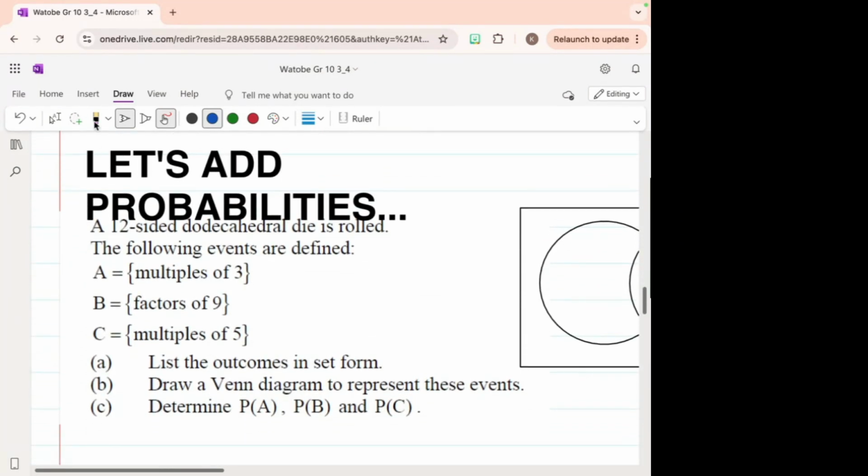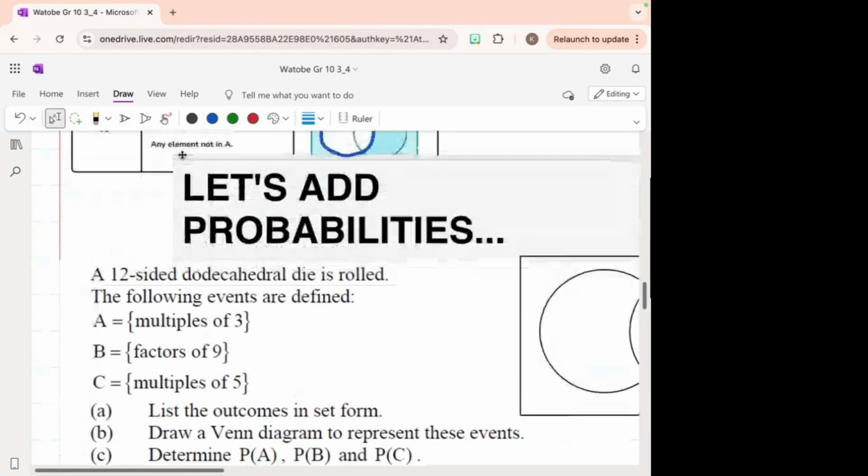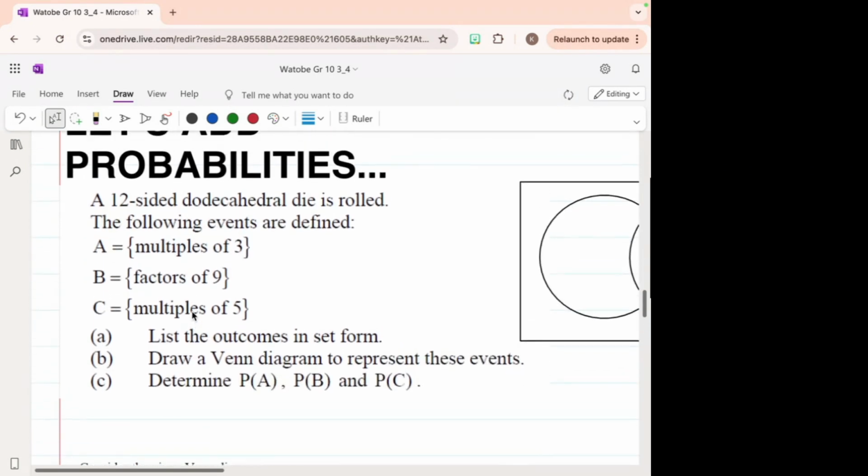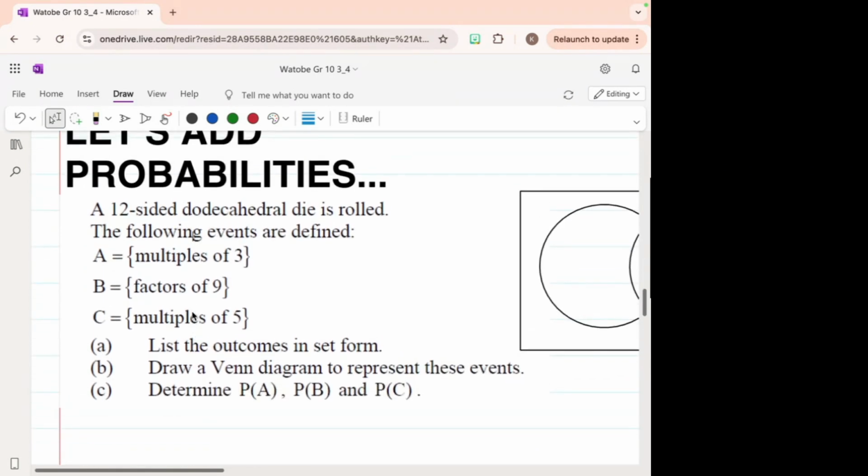All right. I'm hoping you can all see this. For some reason, it's overlapped a little bit. Let's try to take that out for you. Okay. So, a 12-sided, and I bet you never thought you'd hear this word again. You probably did it in grade 8 or grade 9, a dodecahedral. Okay, so dodecahedral just means a 12-sided die is rolled. So picture a die, and this die, instead of having 6 sides, it's got 12 sides.